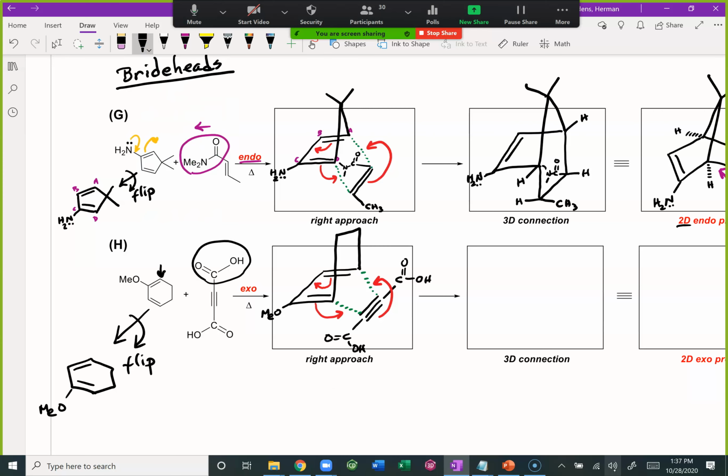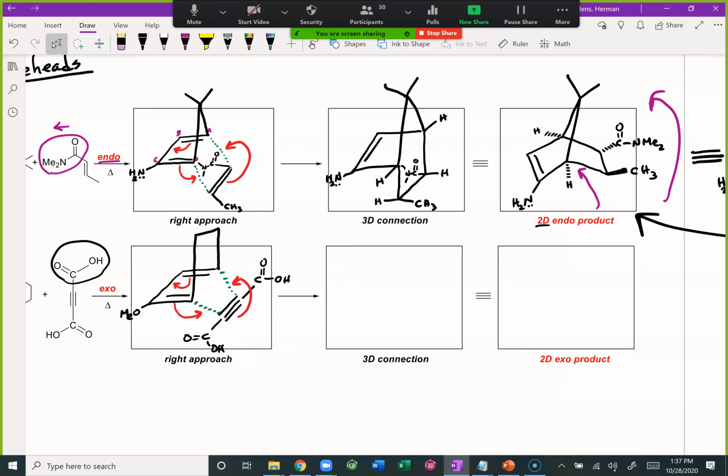So I have now, this is what it's looking like now. I made two new double bonds. Methoxy group here, H this way, H this way, and this group are sp2.